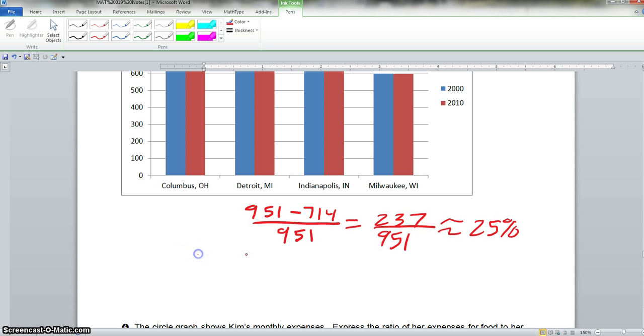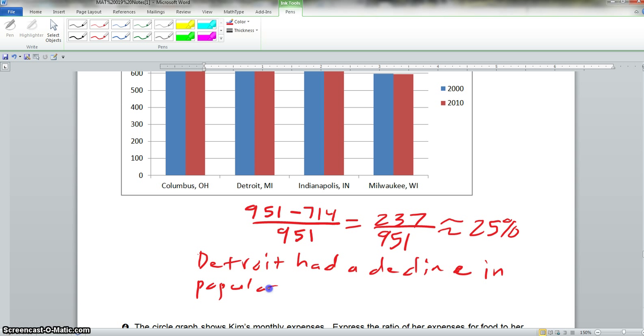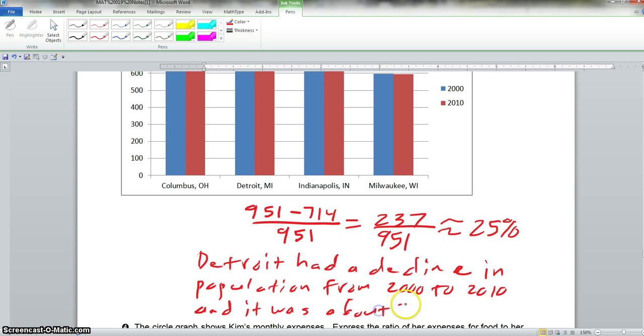So we could write out that Detroit had a decline in population from 2000 to 2010, and it was about 25%. And that is the final answer.